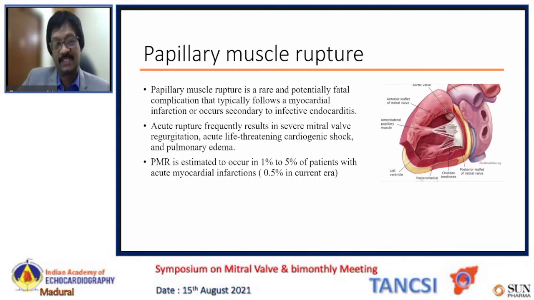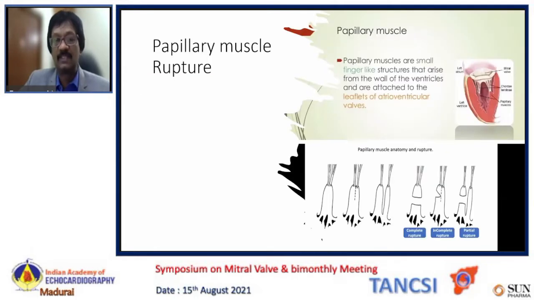But it has been noted that nearly 30% of patients may have a single supply to the anterolateral papillary muscle. They also can rupture, but it occurs in less than 10% of the entire papillary muscle ruptures we encounter. The incidence is coming down.